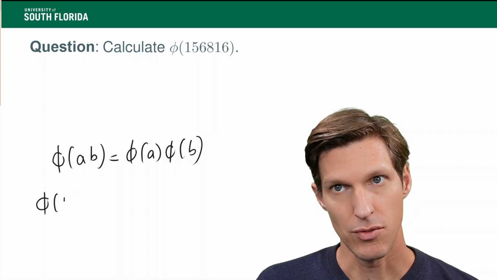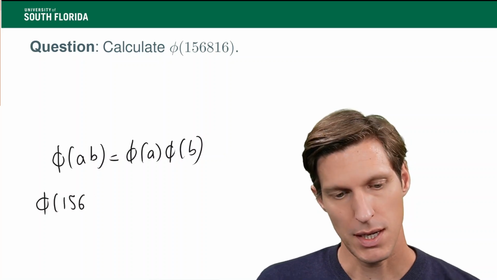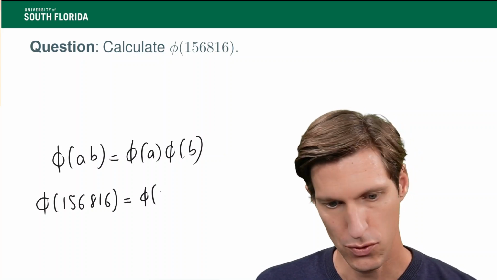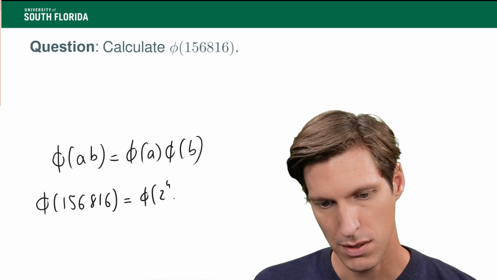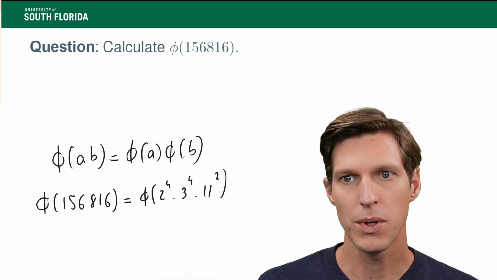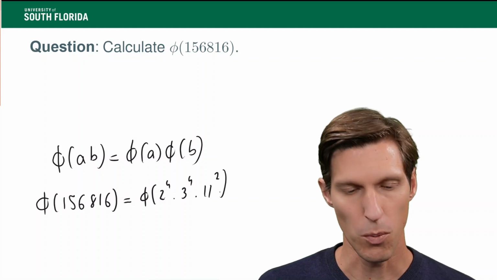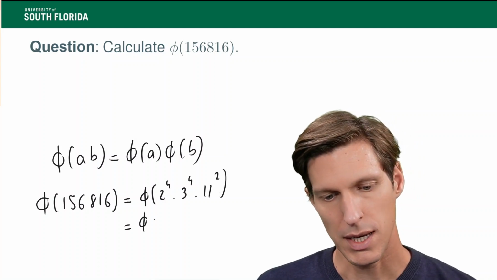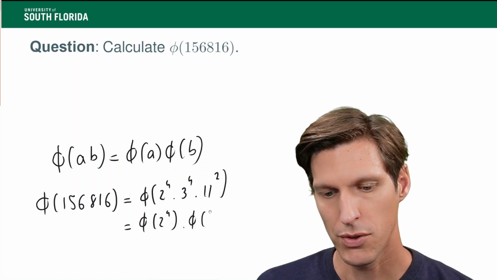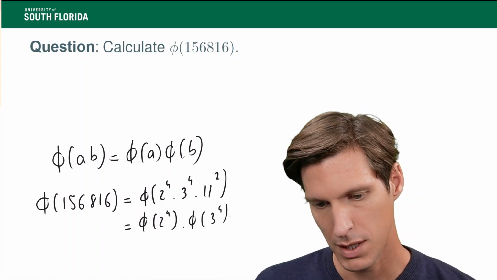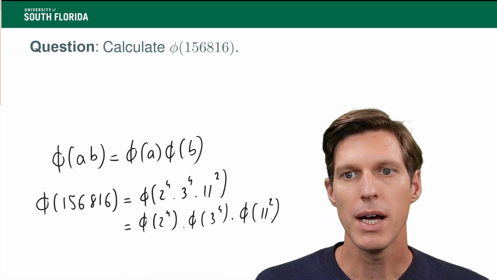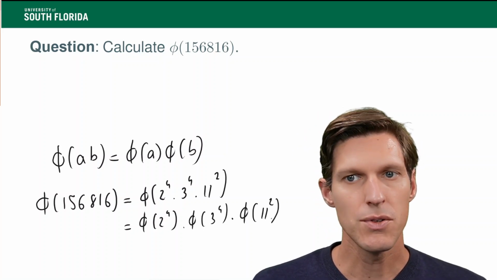That phi of 156,816, this is phi of 2 to the 4 times 3 to the 4 times 11 square, okay? Now 2 to the 4, 3 to the 4, and 11 square are pairwise coprime. So we're allowed to say that this is phi of 2 to the 4 times phi of 3 to the 4 times phi of 11 square. All right. Now we have to calculate each of these values independently.